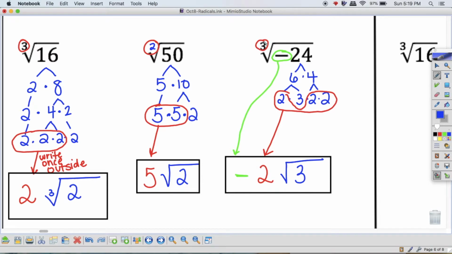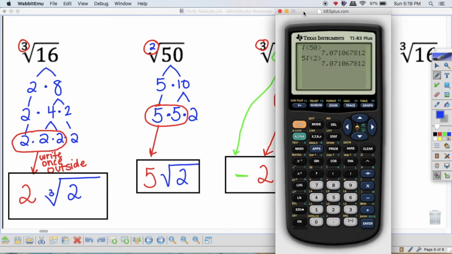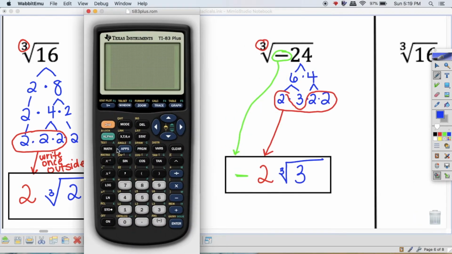Hopefully you noticed that I had a cube root in my question, so I need a cube root in my answer. Negative 2 times the square root of 3 would not give me the same thing. Okay, so you should notice if I take the cube root of negative 24, that should give me the same thing as negative 2 times the cube root of 3. Okay, except the one at the bottom is more simplified.